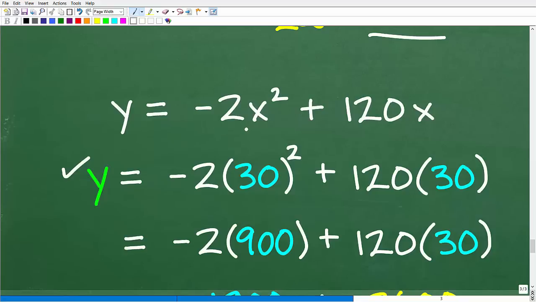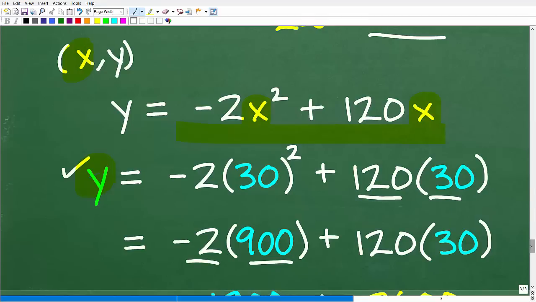So minus 2x, negative 2x squared, excuse me, plus 120x. So we are going to plug in a 30 right here, because this 30 is the x coordinate for our vertex. So you have to get this first, and then we're going to plug in our value, which of course is 30, into our equation to get y. All right, so we have 30 squared, which of course is 900 times negative 2, and then 120 times 30.